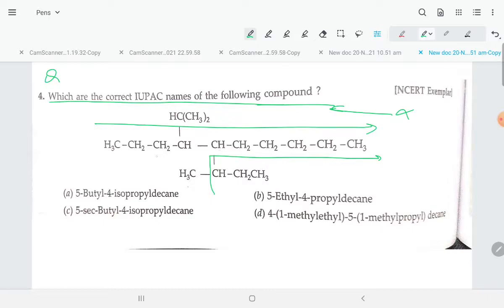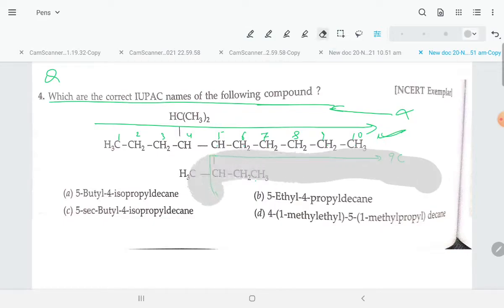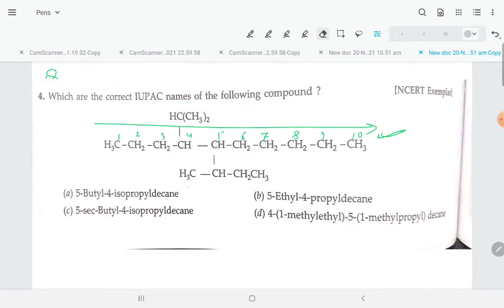So if you count here 1 2 3 4 5 6 7 8 9, that is 9 carbons. Here, going this way, 1 2 3 4 5 6 7 8 9 and 10. So this is the correct one, right? So dear student, let us try to write down the name of this compound. Here you see two complex branches are there, friend. This is one complex branch and this is the other complex branch, right?